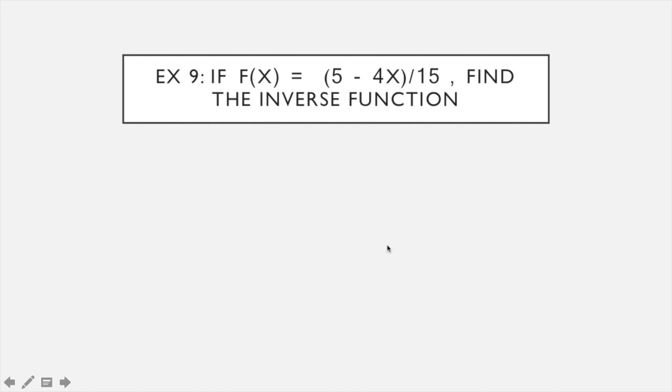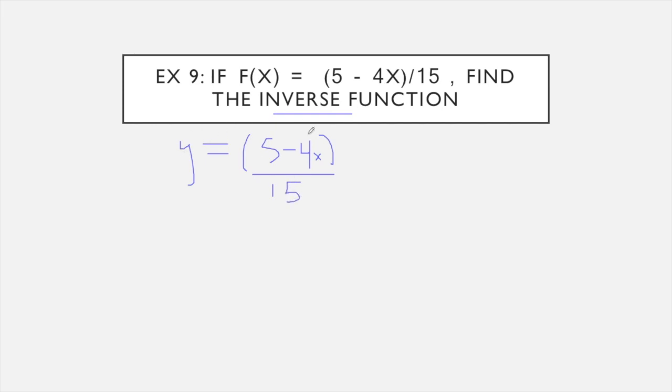So the ninth one today, if our function is equal to these numbers given, we want to find the inverse function. So again, this one is fresh as well towards the end of the chapter. Given this equation, we'll find the inverse. So let's start. First step, change f of x to y. So y equals this expression divided by 15.